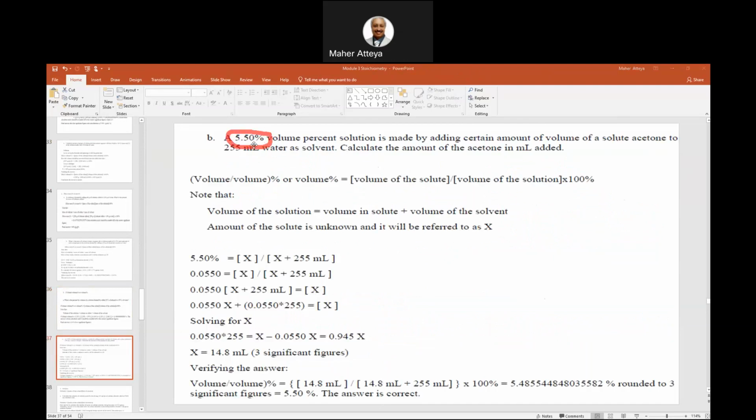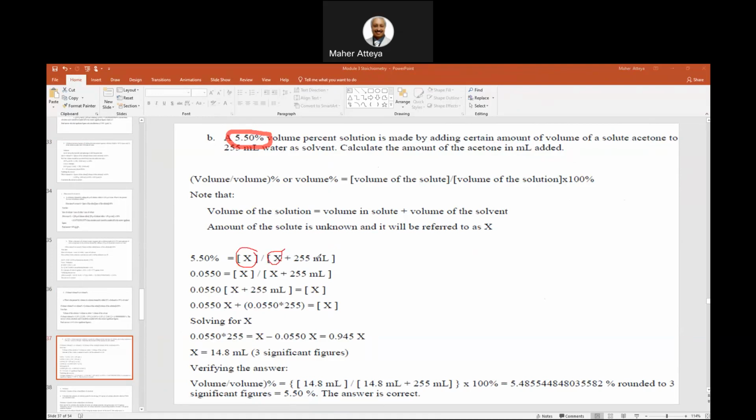So this is 5.50, adding a certain volume of solute. We don't know how much. So the solute here is X, divided by, the solvent is 255, correct? They did not tell you which is which: acetone and H2O. So the H2O is the solvent, 255, and the solute is acetone. So X is the solute again.